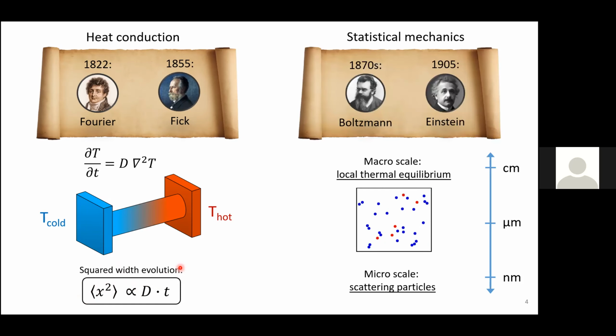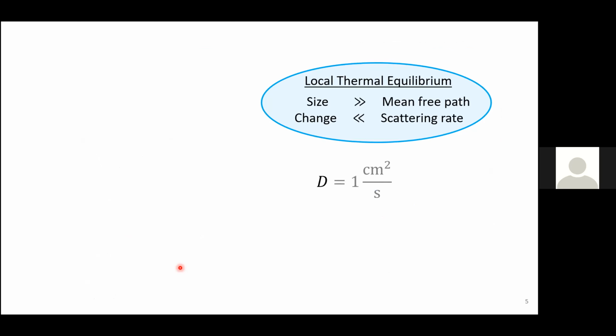If we dive into the atoms, we can think of particles, maybe electrons or phonons, bouncing around in my rod. This is actually the nanometric picture to explain this centimeter scale heat transfer, right? So what is the assumption here? The assumption is that the size I'm looking at, my rod, is much bigger than the mean free path of those scattering particles, and also that the rate of change is much slower than the scattering rate of these particles. And that's when we get our 1 centimeter squared per second.